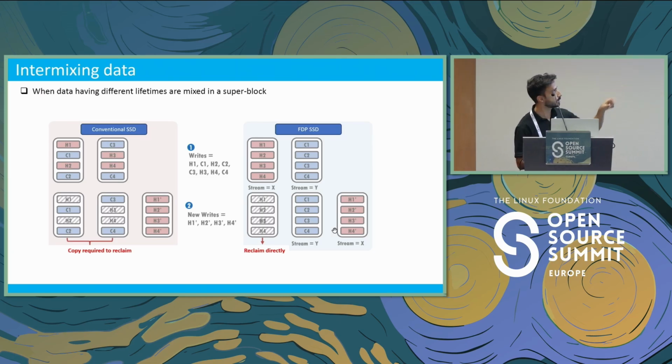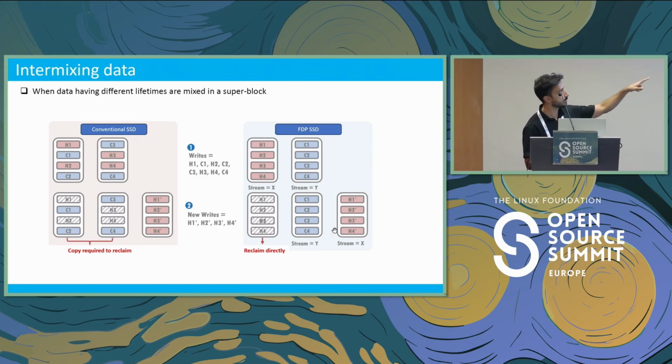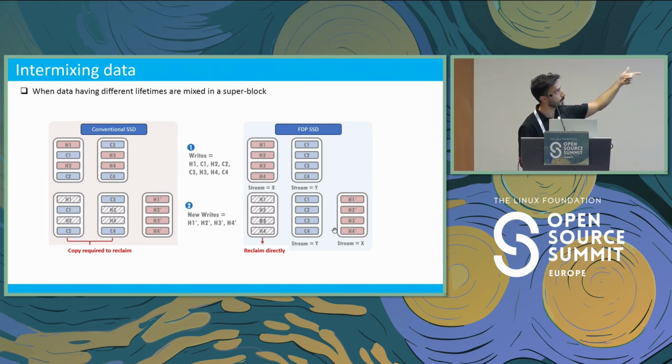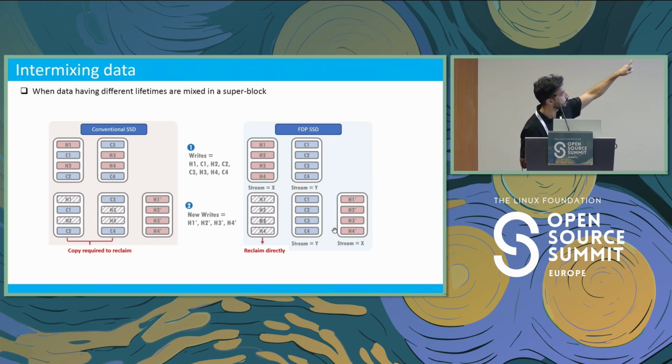If you see the sequence, H1, C1, H2, C2 actually means there is one hot write, then one cold write, and then another hot write. On the left-hand side, there are two erase blocks. Each erase block has 4 pages. When I'm writing H1, it gets placed over there. C1 gets placed into the next page within that particular block. Similarly, the whole block gets written. Then the next 4 get written into the second block.